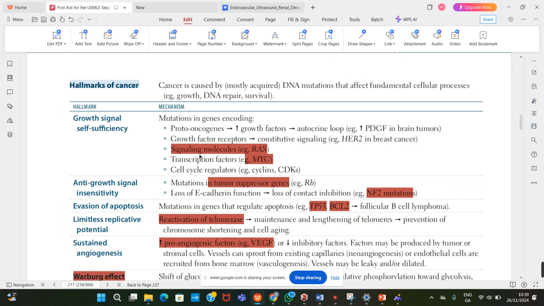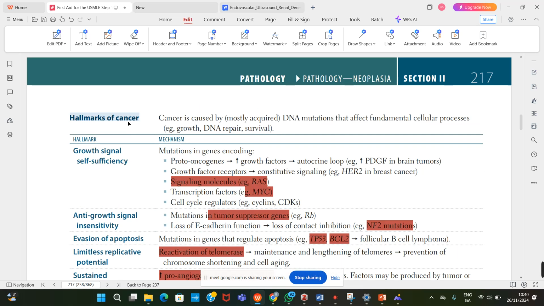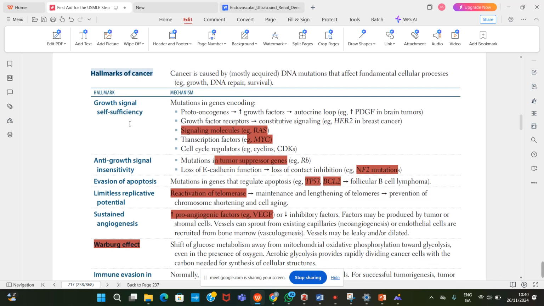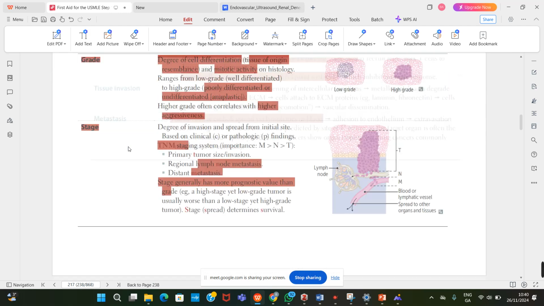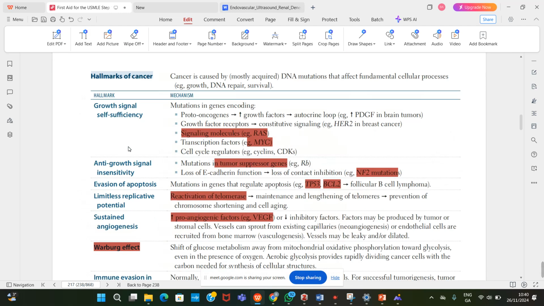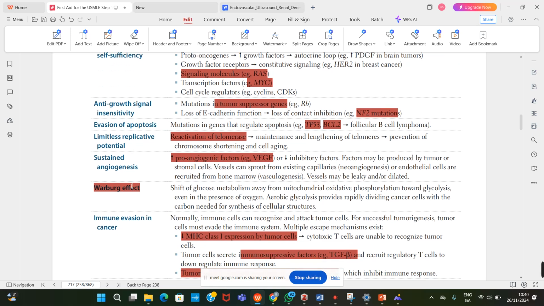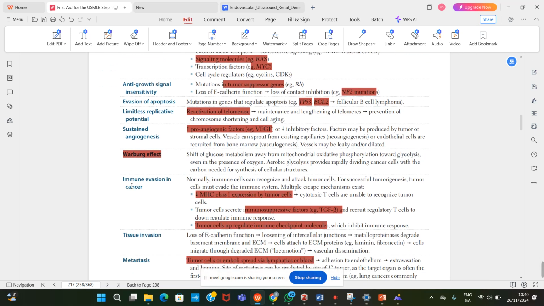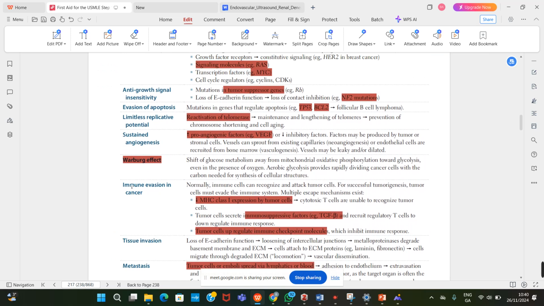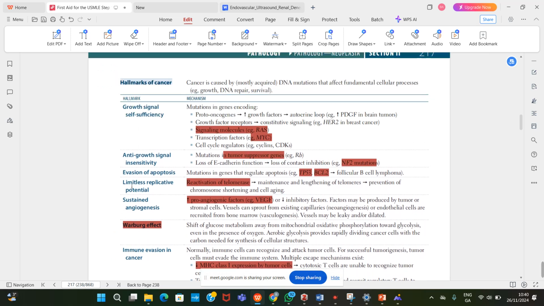So moving on to the hallmarks of cancer. There are so many factors that cancer needs to develop. Those are what we call the hallmarks. Now, what I'm going to say here is that I don't need us to cram all these things. All you need to do is to understand it. Don't make that mistake of cramming it. Once you understand it, it stays with you.